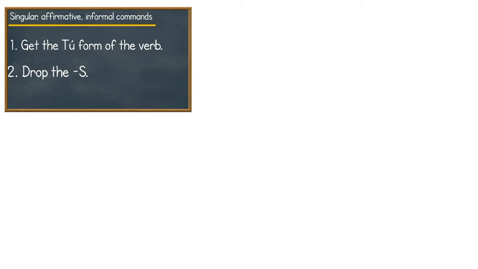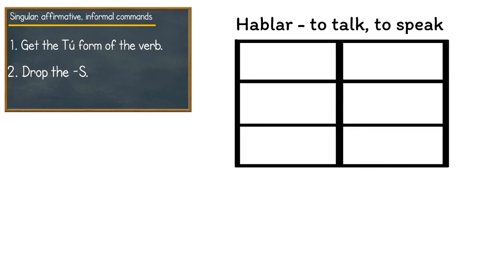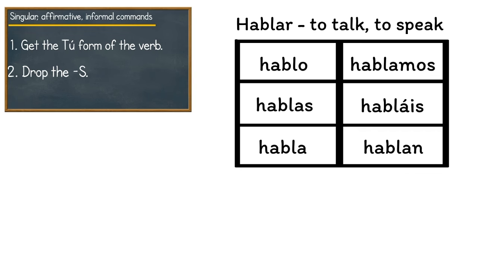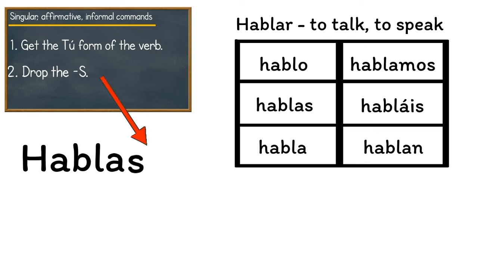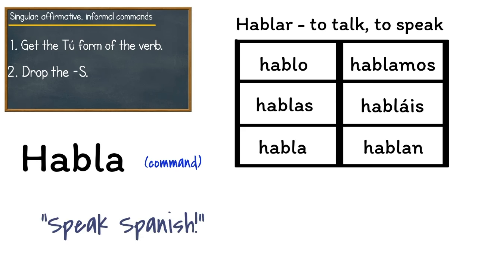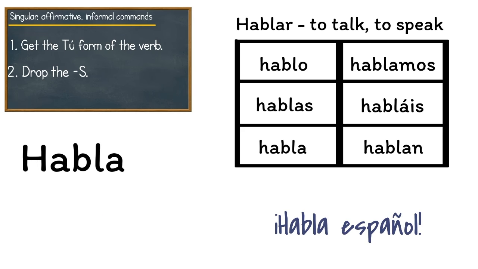Hablar means to talk or speak. The regular conjugation chart looks like this. The tú form is hablas. When we drop the s, we get habla. That's the command. So to tell your friend, speak Spanish, you would say, habla español.